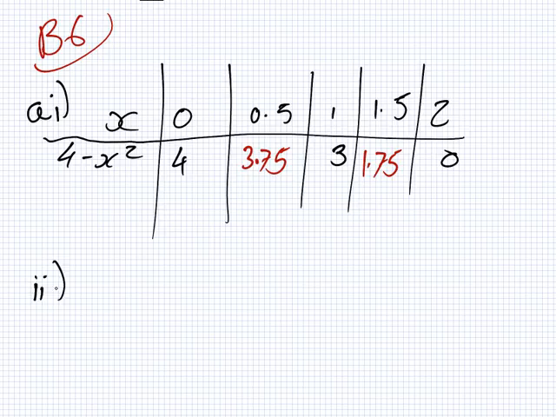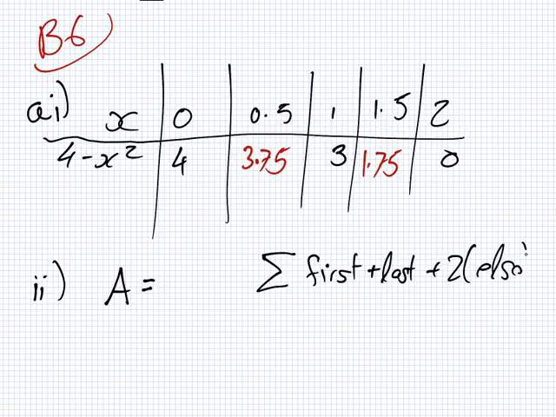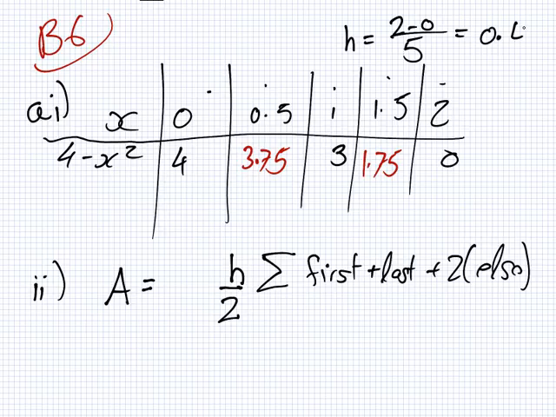Now they want you to use the trapezium rule. Do you remember the trapezium rule? Of course you did, your project was about it. It's the first one, plus the last one, plus twice everything else, and then in the front there's H over 2. Do you remember how to get the H? The H is B minus A divided by N. So the H would be 2 minus 0 divided by 5, which is 0.4. So H over 2 is 0.2. First plus last plus twice everything else.